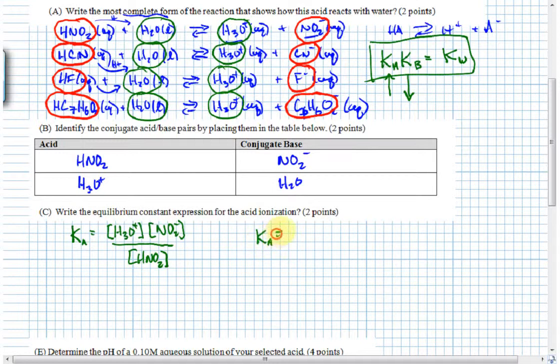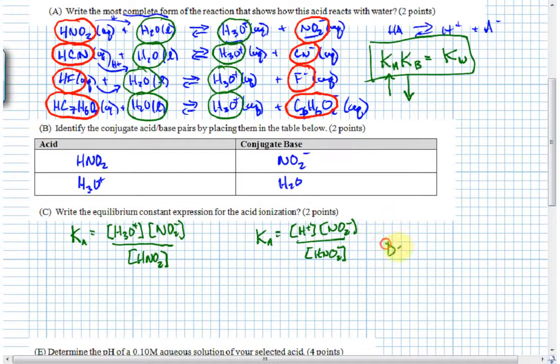Ka is going to be H plus times NO2 minus divided by HNO2. Bingo. All right, are we good with that? The expression would be identical for any of these reactions. We would just change the species. Okay, got to be able to do that.